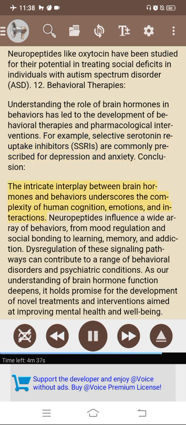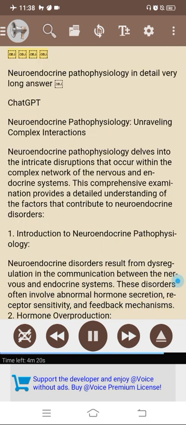Conclusion. The intricate interplay between brain hormones and behaviors underscores the complexity of human cognition, emotions, and interactions. Neuropeptides influence a wide array of behaviors, from mood regulation and social bonding to learning, memory, and addiction. Dysregulation of these signaling pathways can contribute to a range of behavioral disorders and psychiatric conditions. As our understanding of brain hormone function deepens, it holds promise for the development of novel treatments and interventions aimed at improving mental health and well-being.